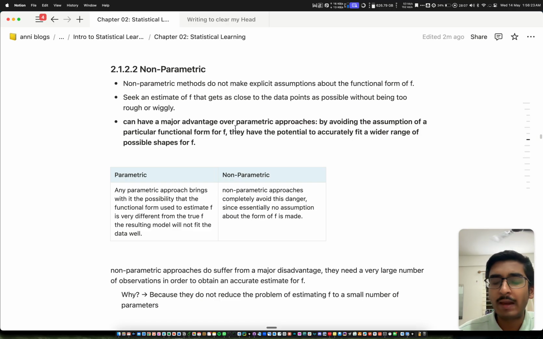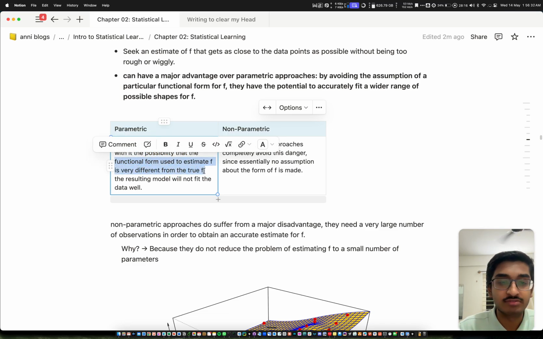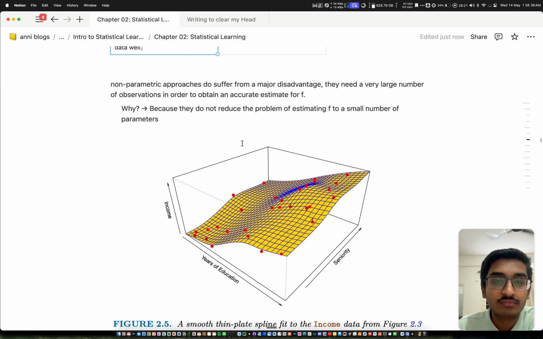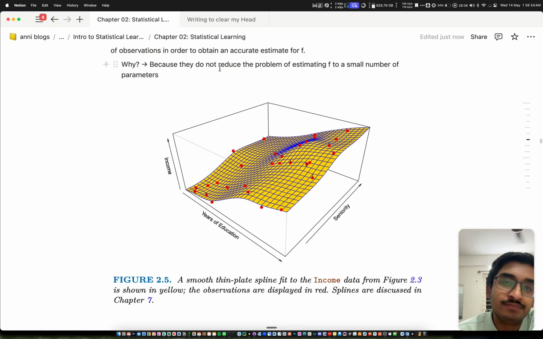So the parametric form brings a possibility that the functional form used to estimate f is very different from true f, right? But that's not there in the non-parametric form. However, there's a disadvantage again, which is that they need a lot of observations to obtain an accurate estimate for f, because it's a harder problem, right? You're just trying to estimate a p-dimensional function from scratch.